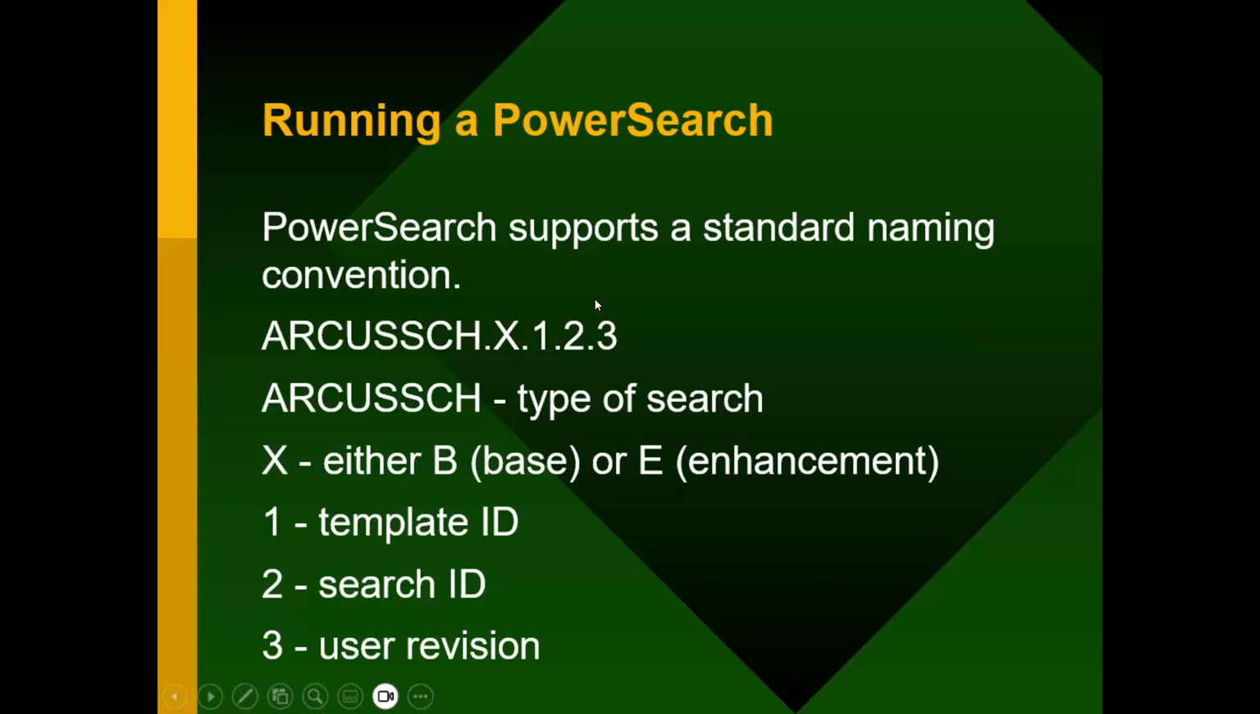And you can see here, PowerSearch supports the same standard naming convention that we're using in Report Desk, where the type of the search is the first 8 characters. And the same thing, it's either a base search or an enhancement search. We have SQL templates, we have search templates, and then user revision. So you will be able to modify these to add additional fields to the searches.